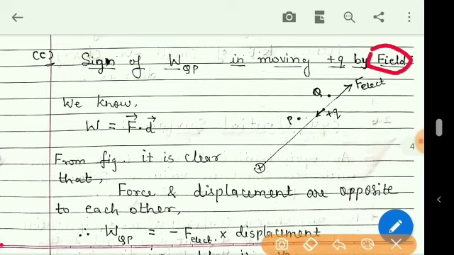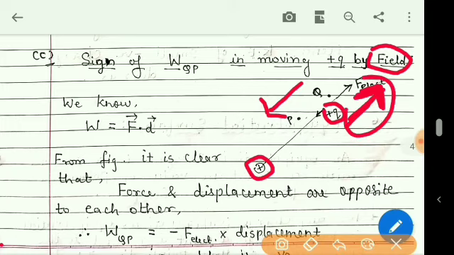Now if this positive charge is kept here, then the force due to this charge will be repulsive. That means its direction will be this. Electric force, its direction is towards outward. But we are going to displace this charge from Q to P. And so we can say easily that the force and the displacement both are in opposite direction.